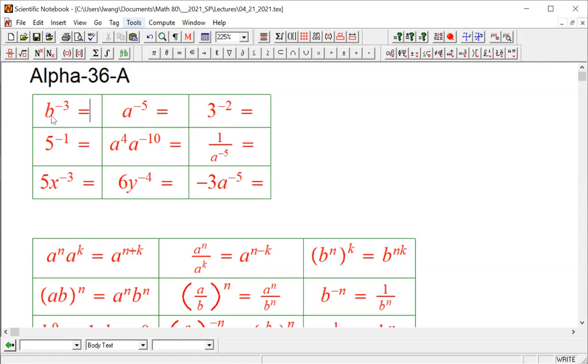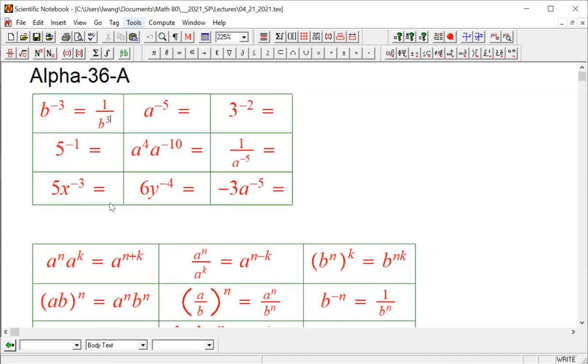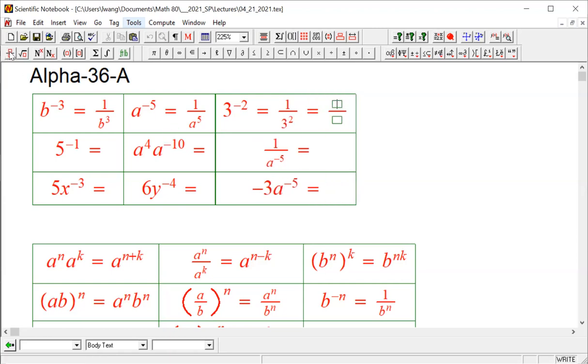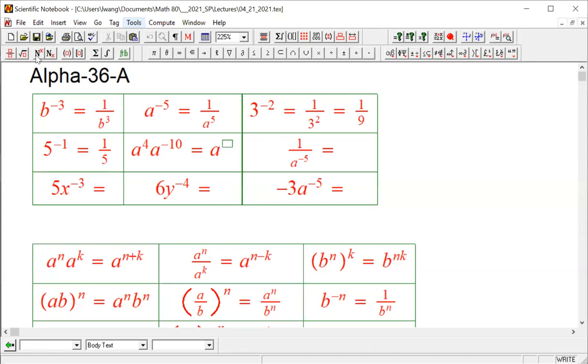You done? Okay, so let's compare notes. So the first one should be 1 over b to the power 3. So we're using that directly. Okay, and this one, same. 1 over a to the power 5, almost the same. This guy is 1 over 3 squared. And that's going to be 1 over 9, 1/9. That one is 1/5.